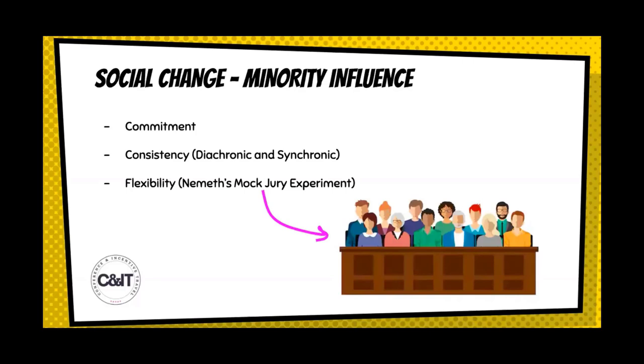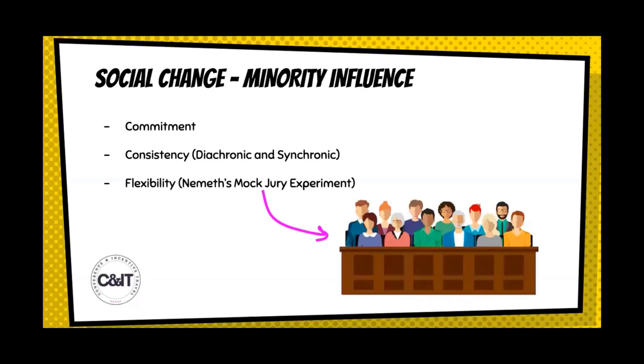The first is commitment, which is pretty much what it says on the tin. If someone is committed to their cause, the chances are you're more likely to listen to them and to actually consider their view. Then you have consistency, and this comes in two forms, diachronic and synchronic. Diachronic is where someone is consistent over time.